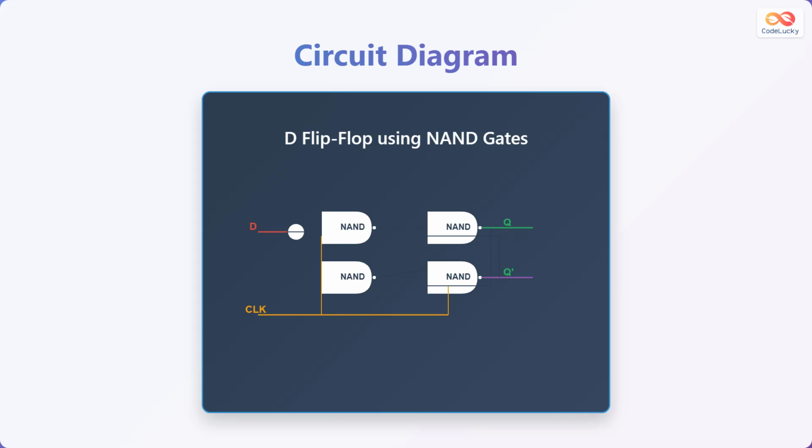Here is the circuit diagram of a D flip-flop constructed using NAND gates. The circuit consists of 4 NAND gates and 1 NOT gate. The input D is directly fed into one of the NAND gates, and also passed through a NOT gate before being fed into another NAND gate. The clock input is connected to both NAND gates. The outputs of these NAND gates are then fed into another set of cross-coupled NAND gates, which form an SR latch. This latch generates the final outputs Q and Q prime, representing the stored data bit and its complement. The connections between these gates ensure that the output Q follows the input D when the clock signal is active.